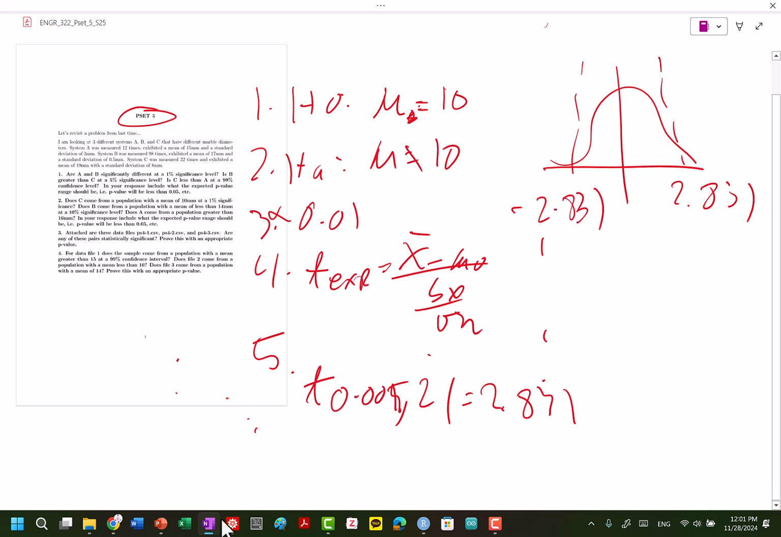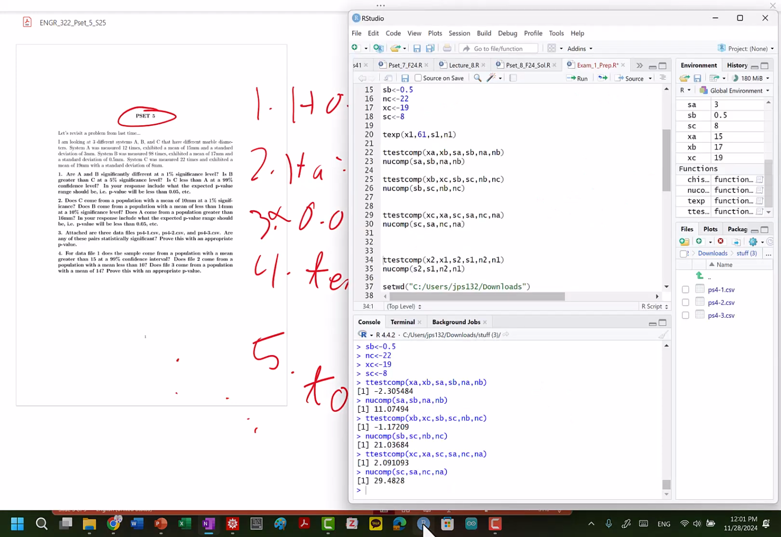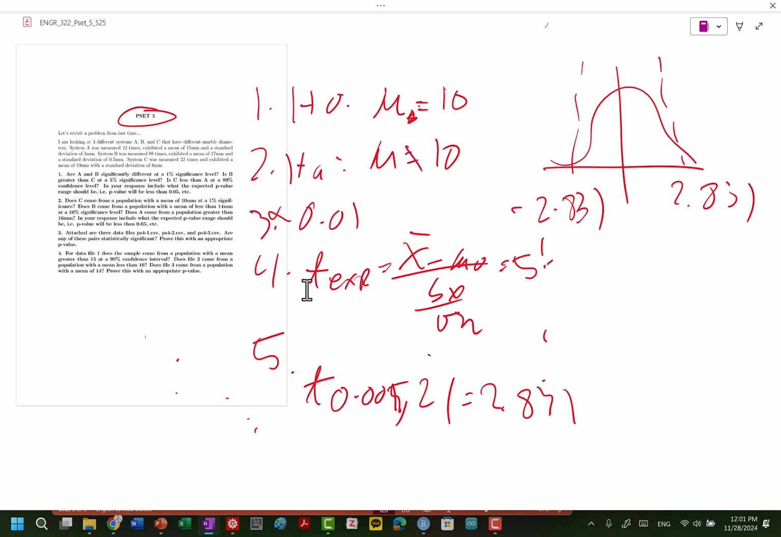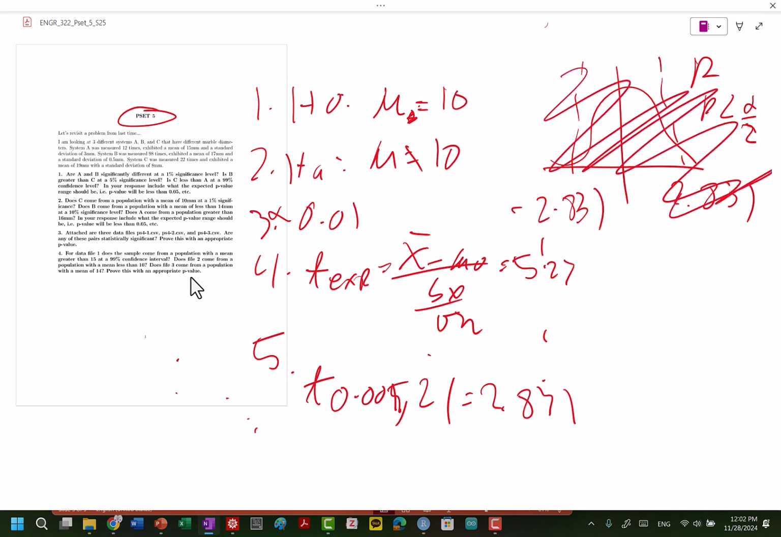And now let's calculate our T experimental. Instead of this t-test comp, we're just going to use our T experimental. So it's going to be x of C, the mu naught is going to be 10, S of C, N of C. And there we go, 5.26. So that's definitely going to fall in the reject. P is less than alpha over 2. Fantastic.